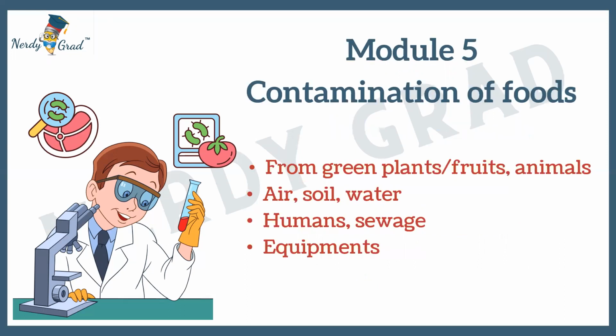Module 5 is the contamination of different foods. How does the contamination happen from green plants, fruits, or animals? The second is air, soil, and water. The third is humans and sewage. And the fourth is the equipment that is used during food processing or in the making of the food.